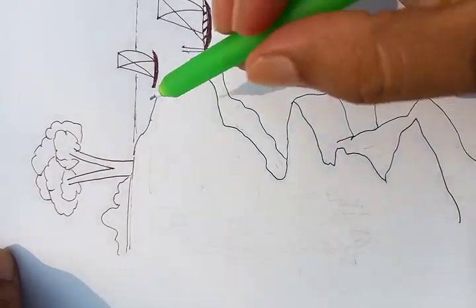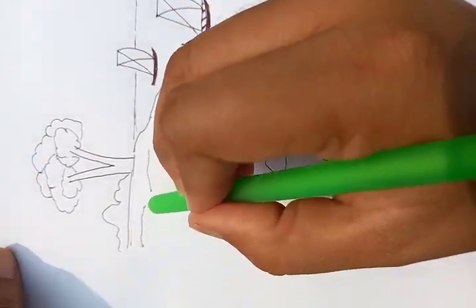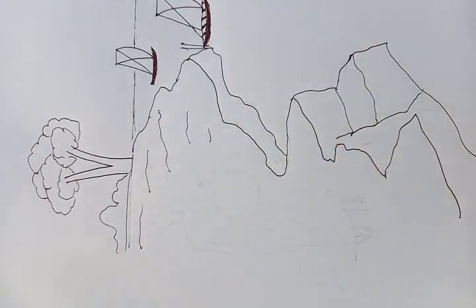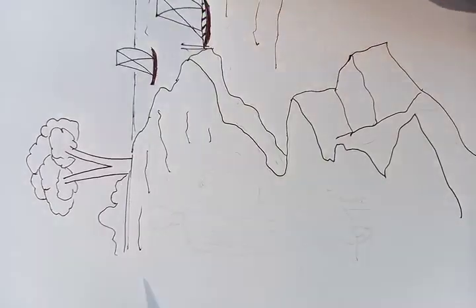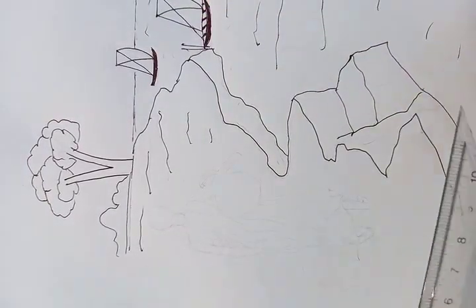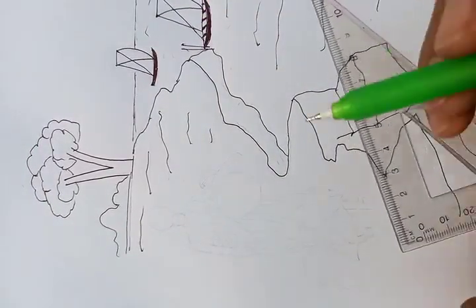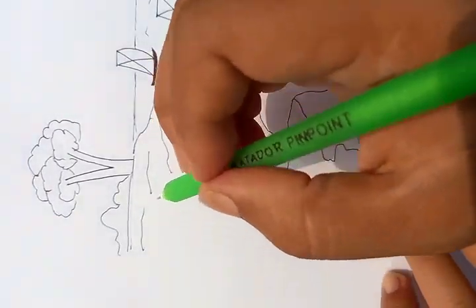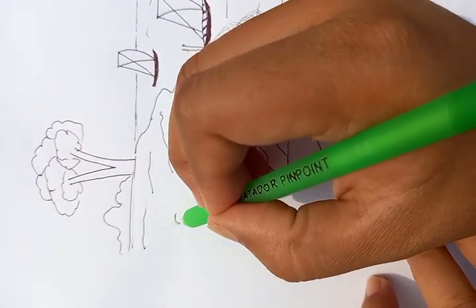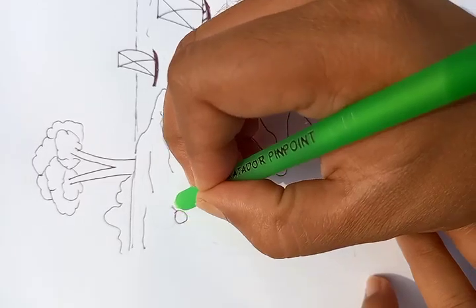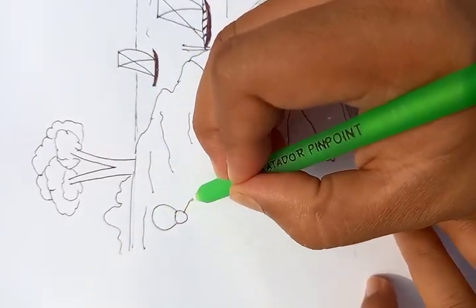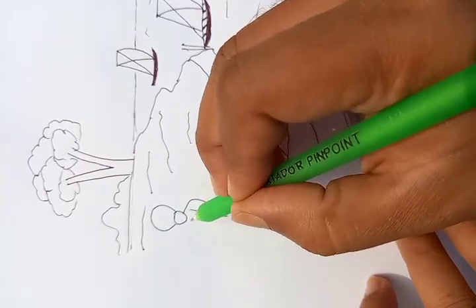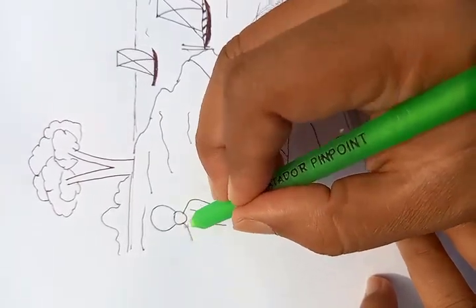Some contour you can draw with this. The water, this is visible. You can draw a traditional woman who is coming to the river and going to her home, carrying a water jar which is resting on her waist.